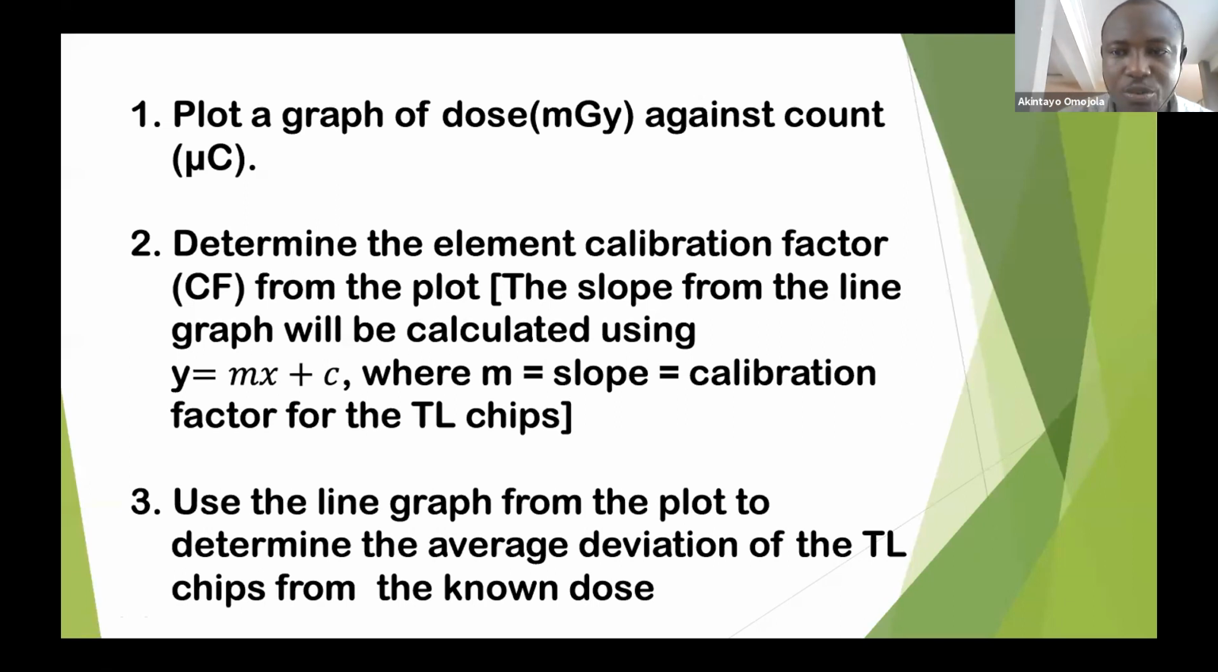Our time starts now. So we are going to plot. On the vertical axis is going to be your dose, and on the horizontal axis is going to be your TL signal, which is in microcoulombs, and our dose is in milligray. So can we try that? I'm doing that here also.